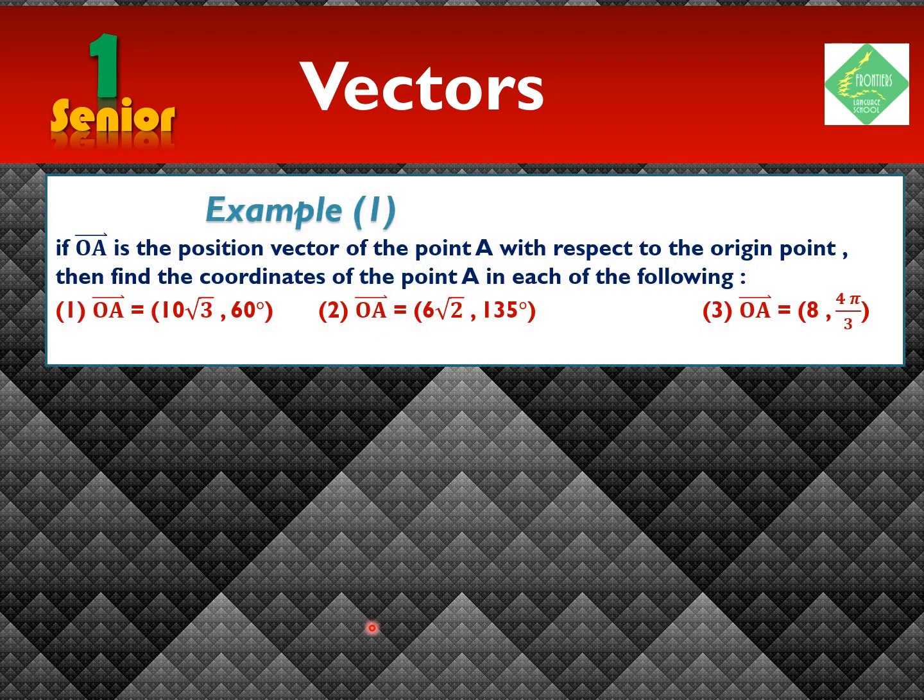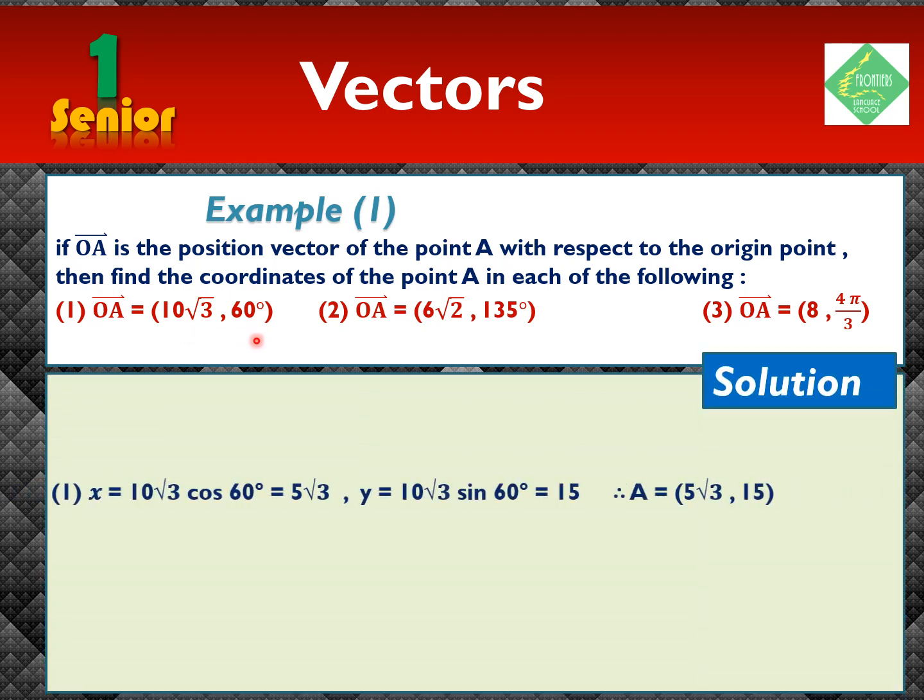Let's take an example. If OA is the position vector of the point A with respect to the origin point, then find the coordinates of the point A in each of the following. Number 1, OA equals 10 root 3 and 60 degrees. So 10 root 3 is the norm and 60 degrees is the angle. So you are going to calculate the x coordinate and y coordinate. The x coordinate equals 10 root 3 cosine 60 and the y coordinate is 10 root 3 sine 60.